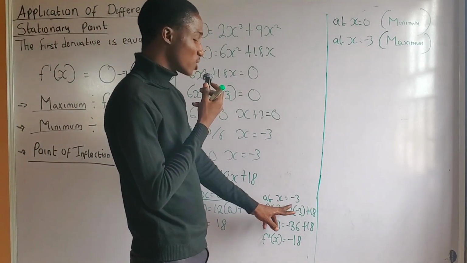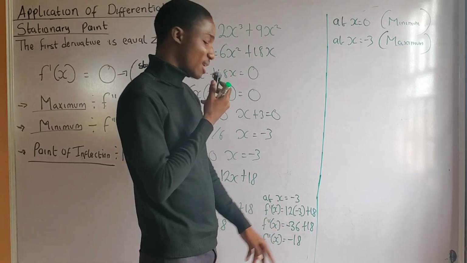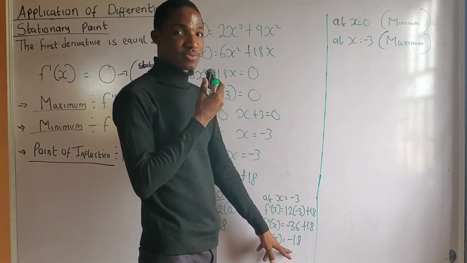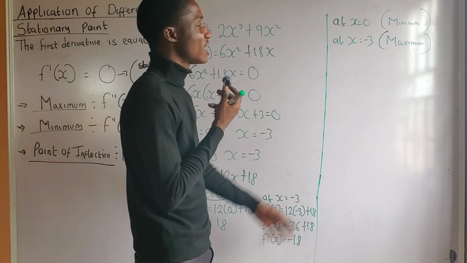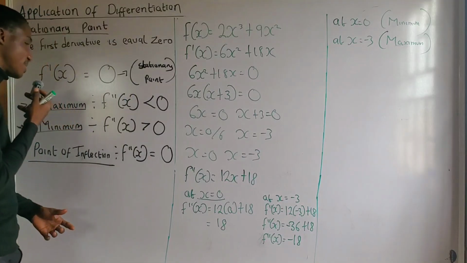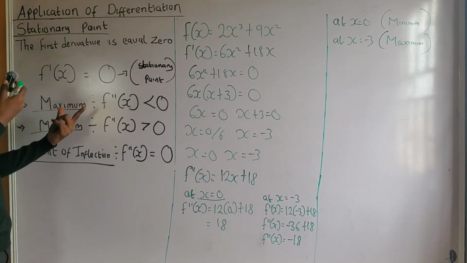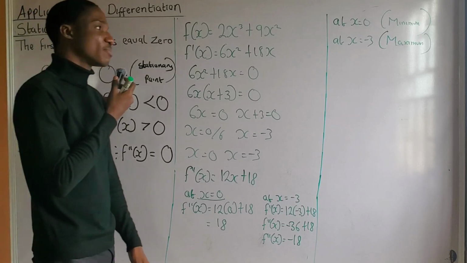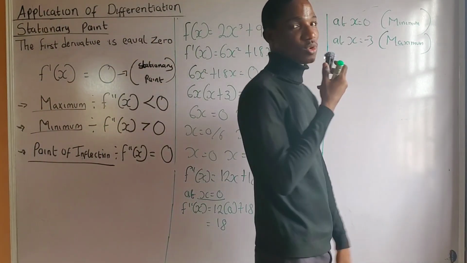Now, at x equals negative 3, I substitute the value of x as negative 3. I obtain a value less than 0, which is negative 18. Of course, minus 18 is less than 0. So at x equals minus 3, it is maximum because the condition is that if the second derivative is less than 0, we have maximum. I get what I'm trying to say. So the stationary point is maximum at x equals minus 3 and minimum at x equals 0.